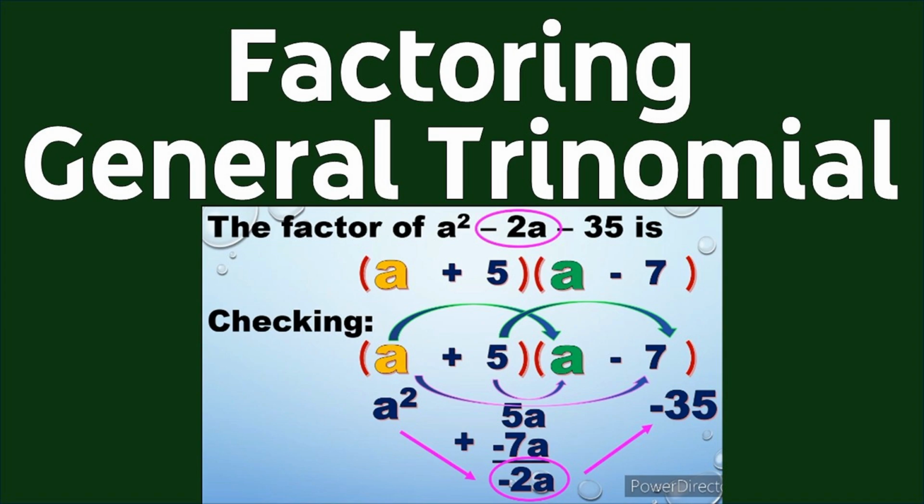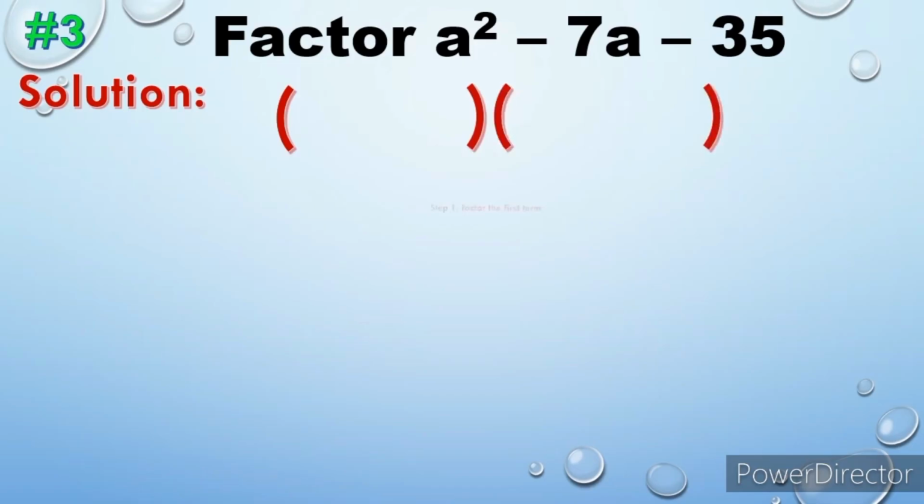Ang pag-aaralan natin ngayon is factoring general trinomials. Another example, factor a² minus 7a minus 35. Okay, again, so this is the solution.